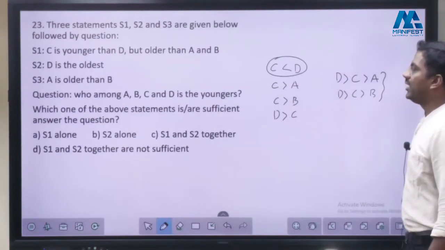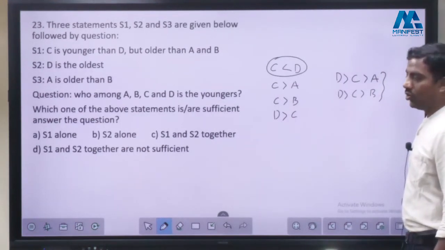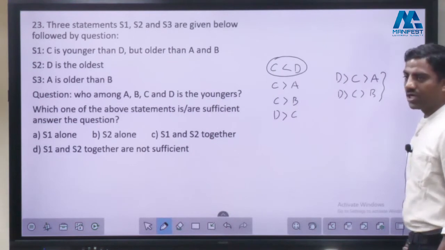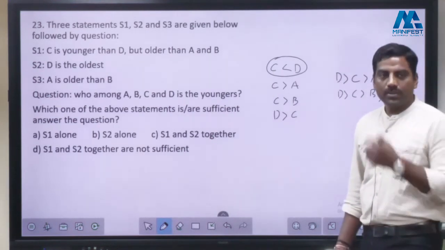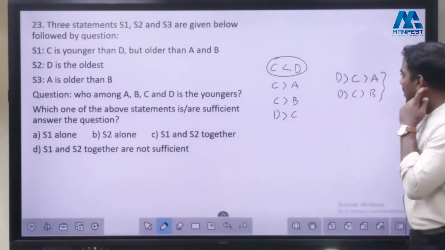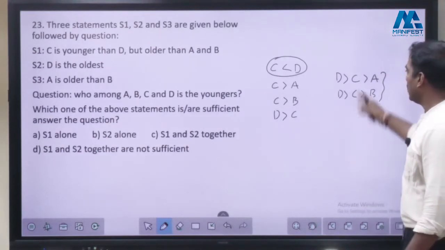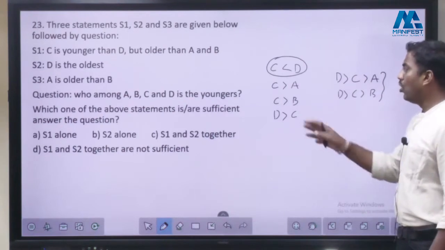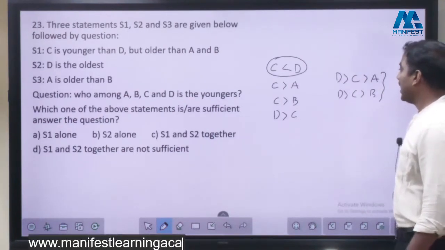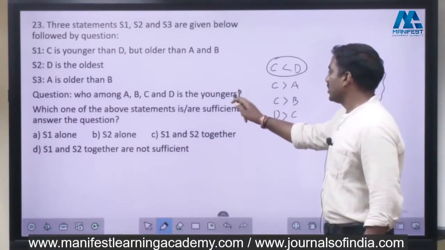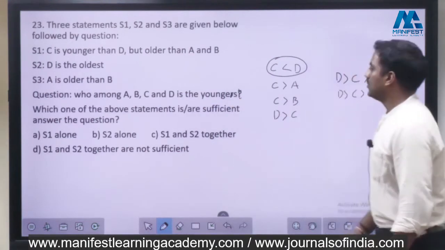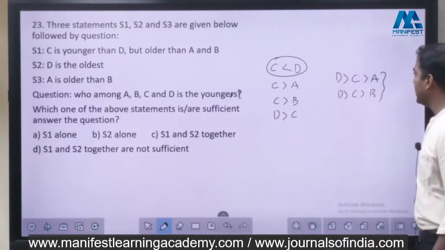Now, after you read the statement 1 alone, you have to go to the question. You should not get corrupted by statement 2. Statement 1 alone, C is younger than D but older than A and B. Here I can conclude who among A, B, C, D is the youngest. Who among the A, B, C, D is the youngest?